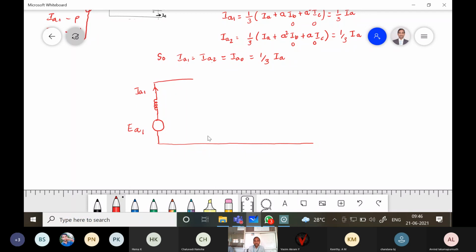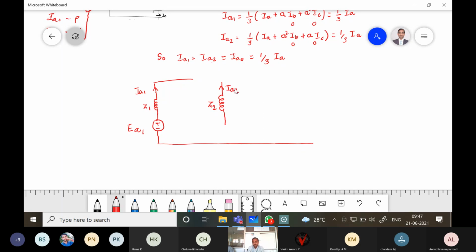Similarly, write the negative sequence network. How do you write the negative sequence network? Remove the voltage source, so only the reactance is present. The positive sequence is represented by reactance Z1, and the negative sequence is represented by only a reactance Z2, and the current flowing in the negative sequence network is called IA2.